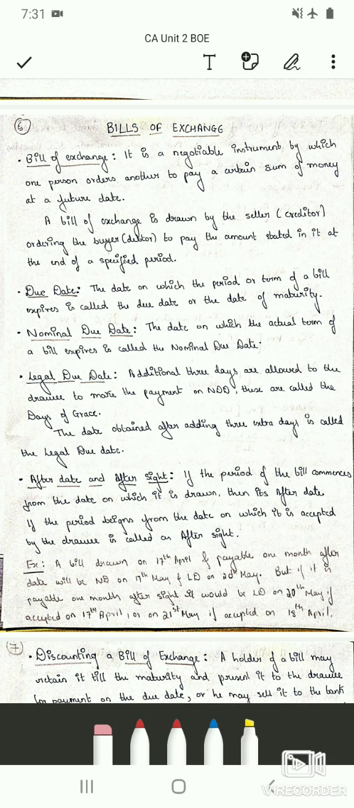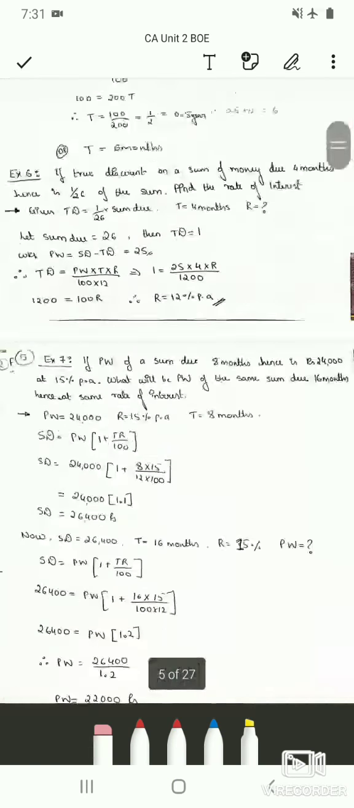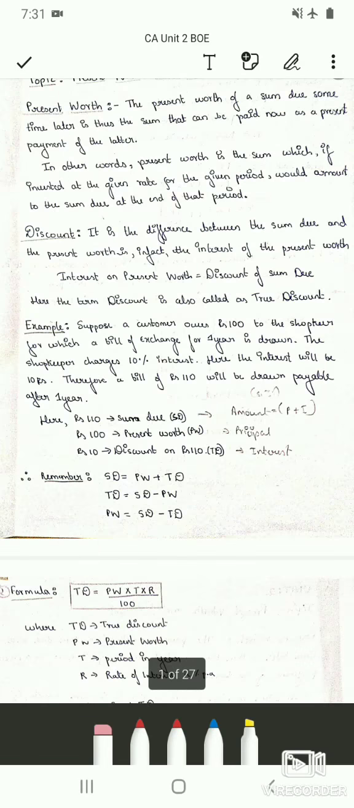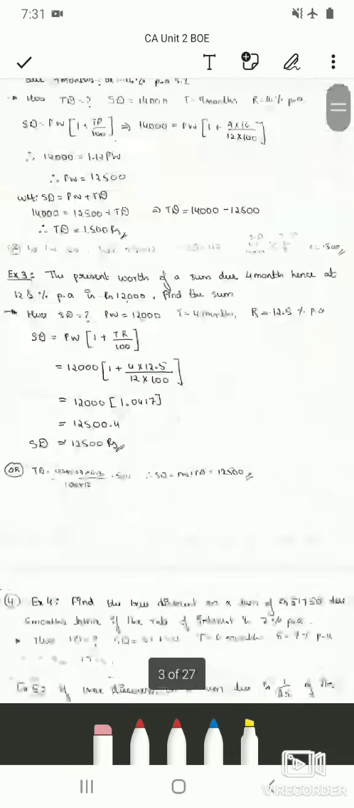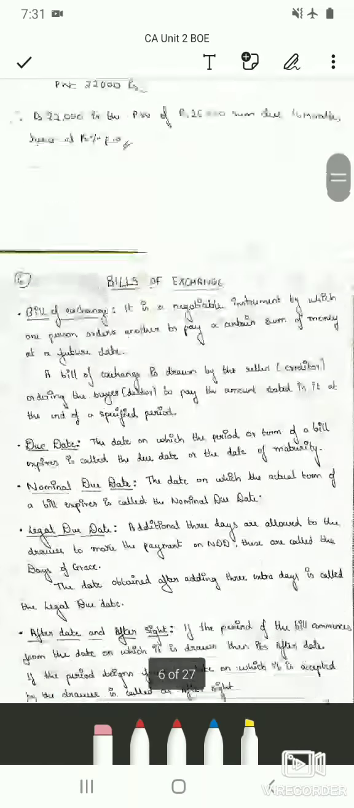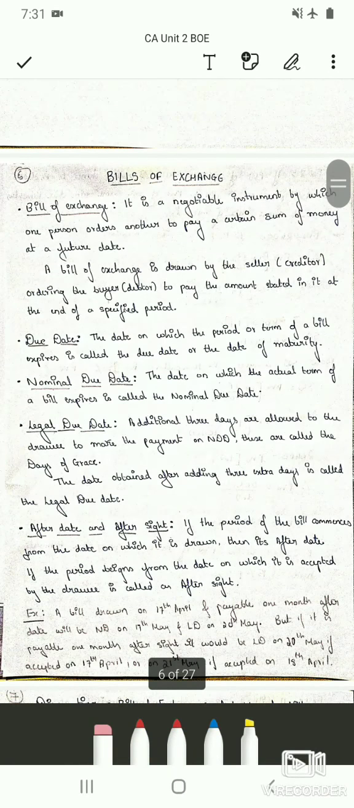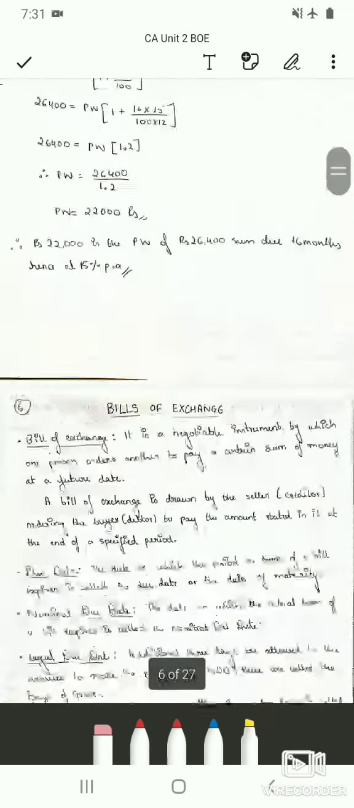So we are dealing with the second unit, that is bills of exchange, and in the previous class we had studied what is present worth discount, that is true discount. We had seen a few problems also based on these. So today we will move to the concept of bills of exchange.